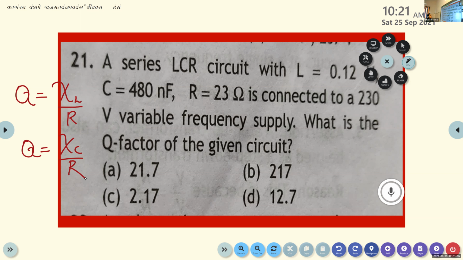But unfortunately here the inductive reactance or capacitive reactance is not given. So we want to calculate it first. What is chi L? Chi L is equal to L omega. And omega is the angular frequency. Does the frequency is given here? Read the question carefully.